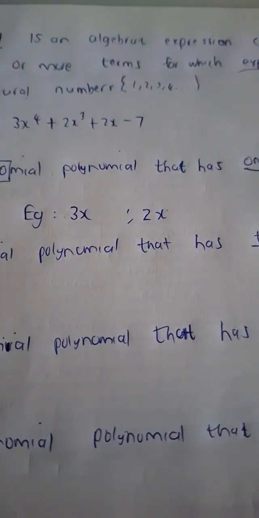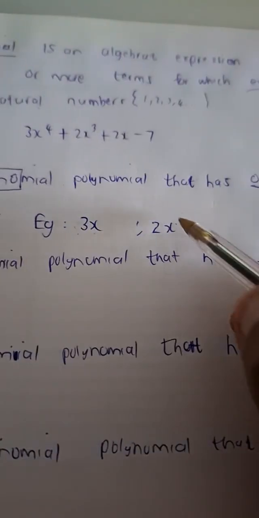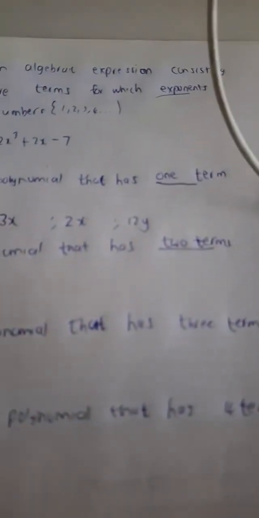Okay, thank you. I see you wrote 2x. 12 said 3x. Okay. 3x alone is a monomial. 2x alone is a monomial. 12y alone is a monomial. 7 is a monomial. And so it goes. You guys are spot on. Thank you. Give me an example of a binomial.